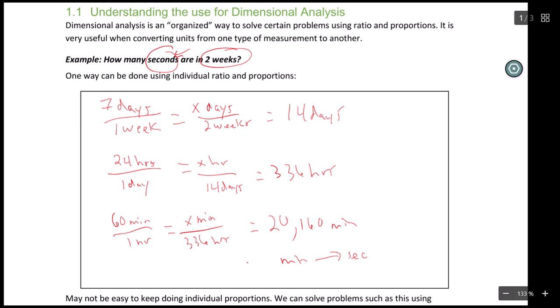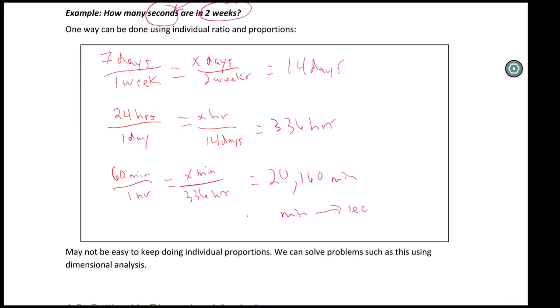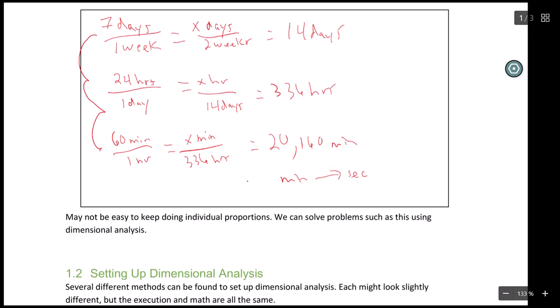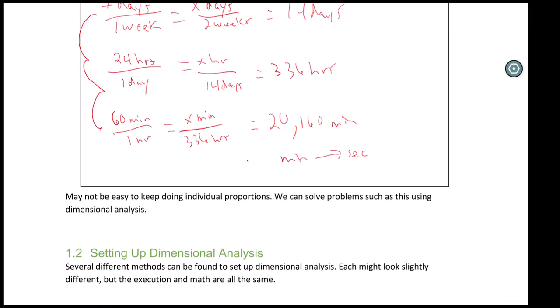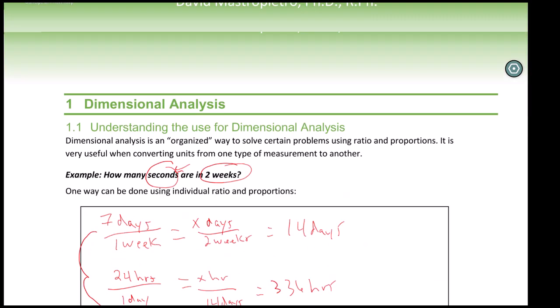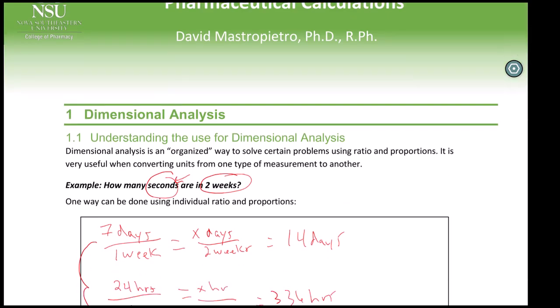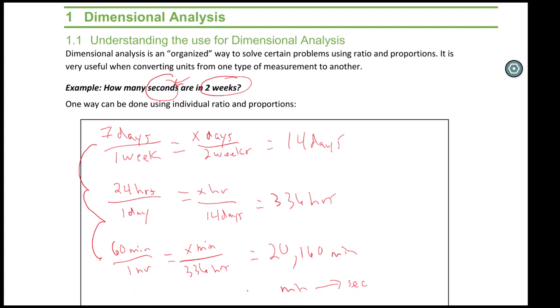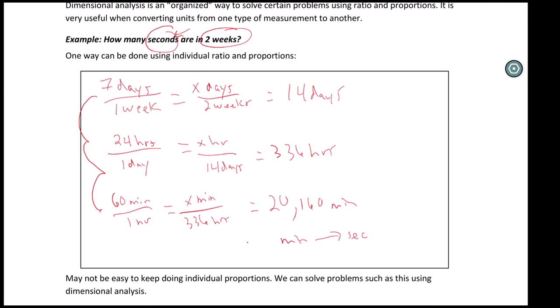Now, that takes multiple steps. There's nothing wrong with doing that. You can also do it in an organized way. So all these ratios that we're making here, we can put them in a single straight line, and all we're doing is canceling out units. So this term dimensional analysis is just a fancy word for putting ratios together where we're canceling out units to end up with what we want.